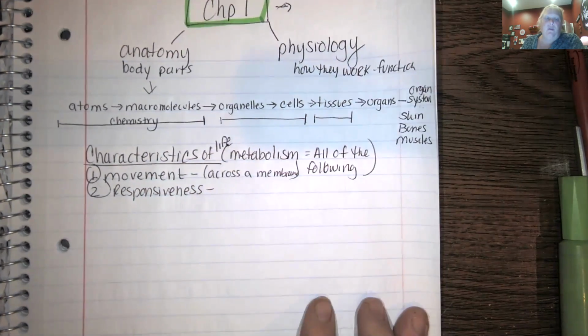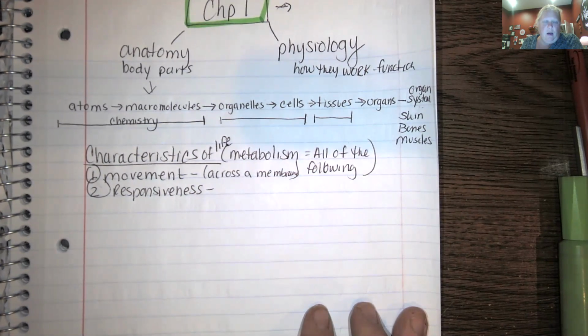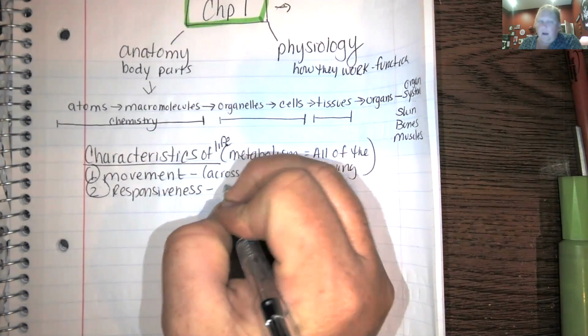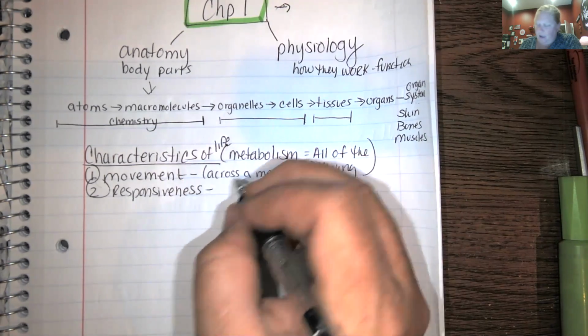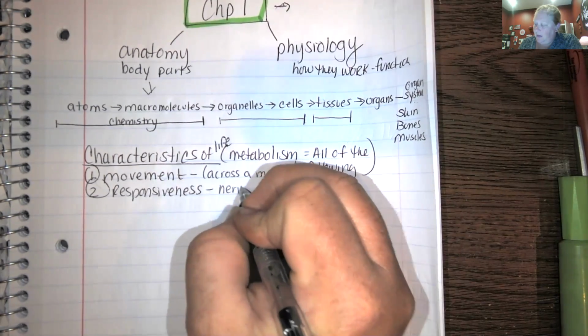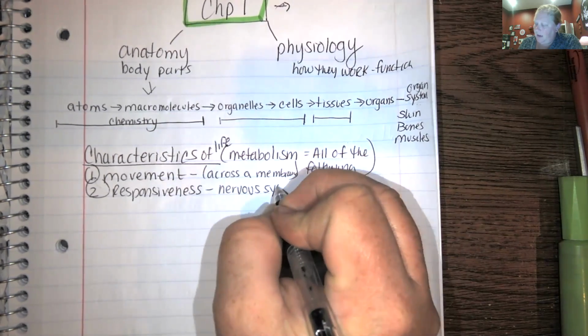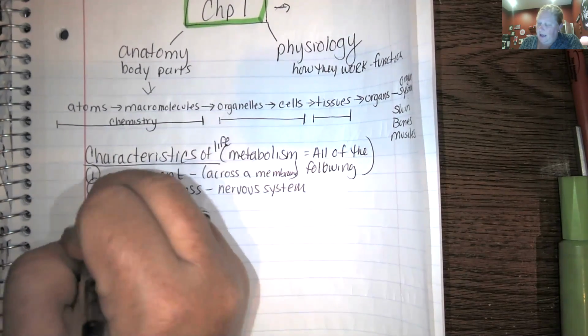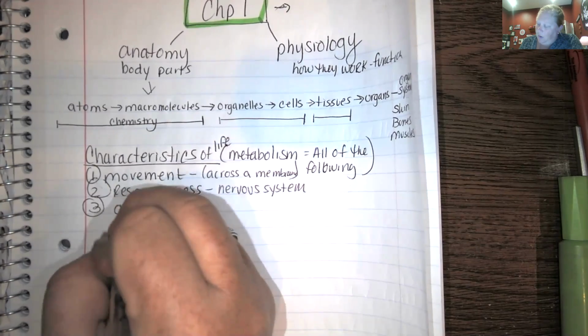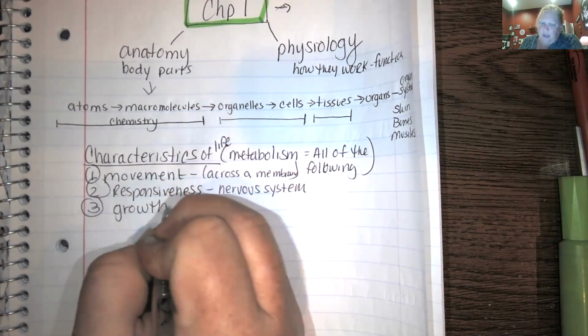Okay, now if you remember Grimm from biology, one of the R's was responsiveness. So this is reacting. So which organ system does the reacting in your body? Well, hopefully you said the nervous system, okay? So reacting, got to be able to react to survive. How about growth?